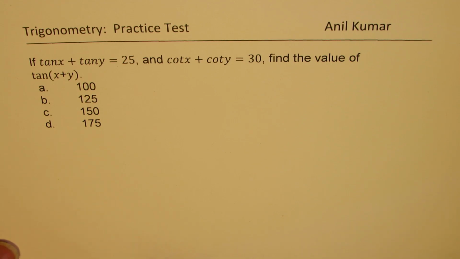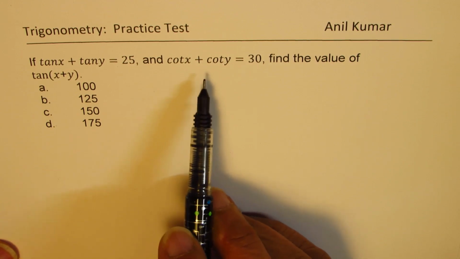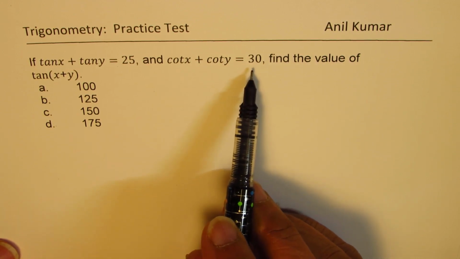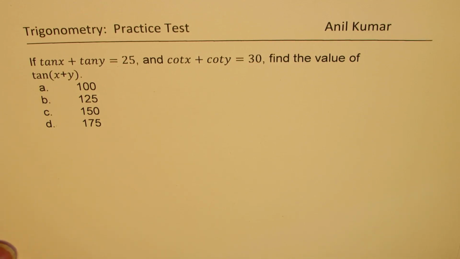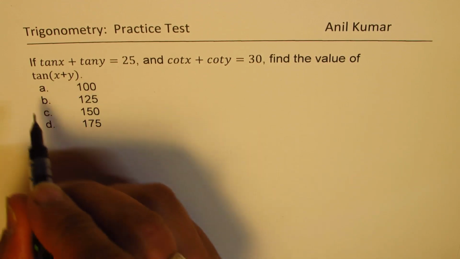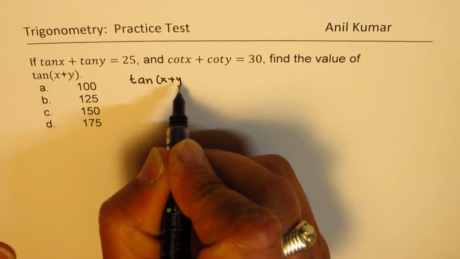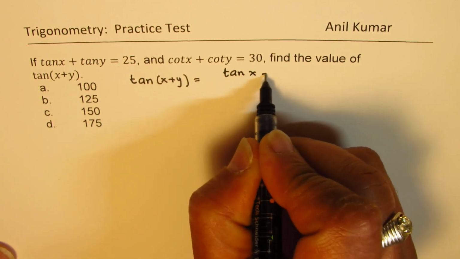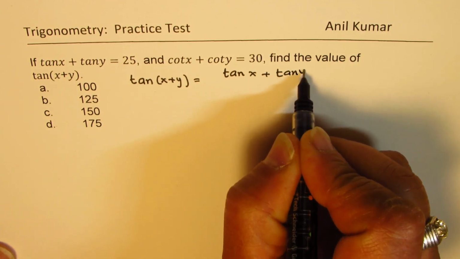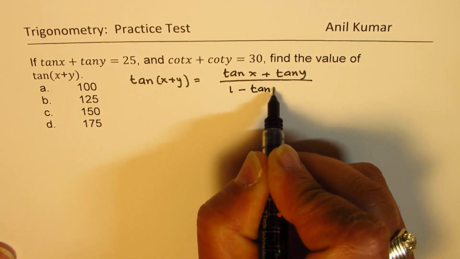The third question here is, if tan x plus tan y equals 25 and cot x plus cot y equals 30, find the value of tan(x plus y). Four choices are given to you. So let us see how to solve this. When we are saying tan(x plus y), it really means we can expand this and write this as tan x plus tan y over 1 minus tan x tan y.